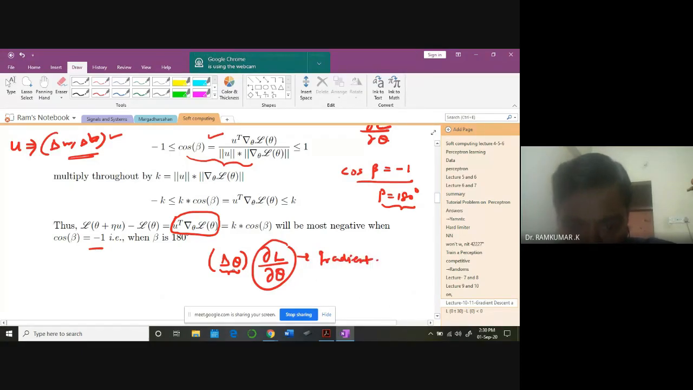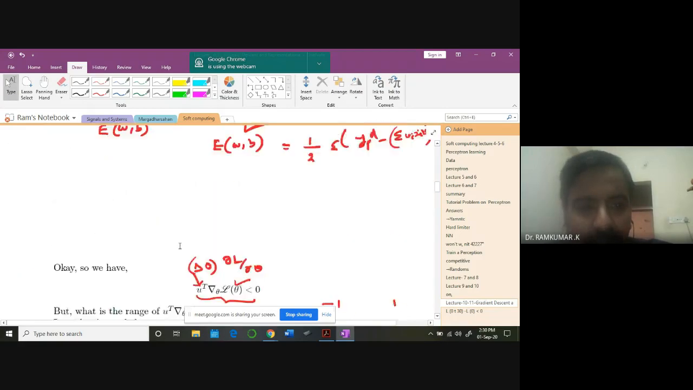Now I want to change my weight, but it should be what? I am looking for k times cos beta because it's a dot product. This dot product should be k equal to some cos beta. You understand? Cos beta is the angle. So I am looking for a connection between these two in such a fashion that cos beta should be -1. Why should it be -1?